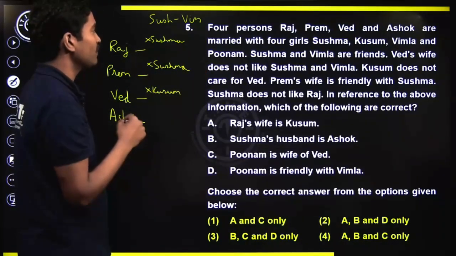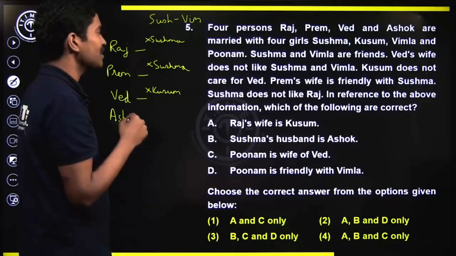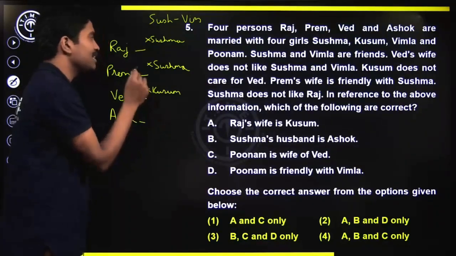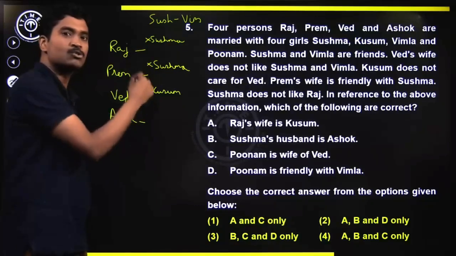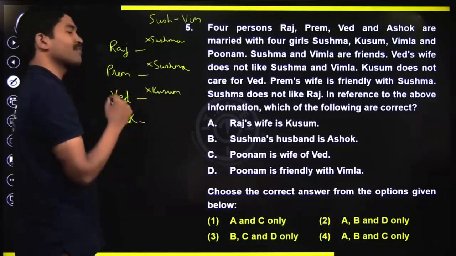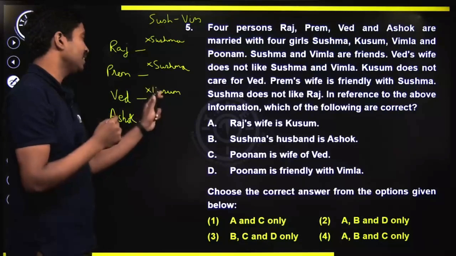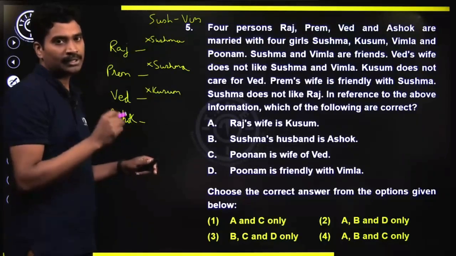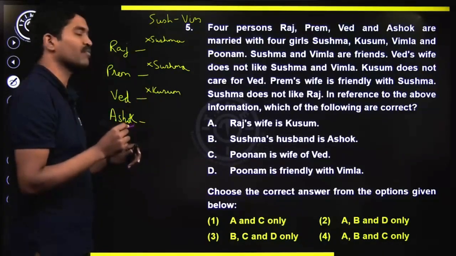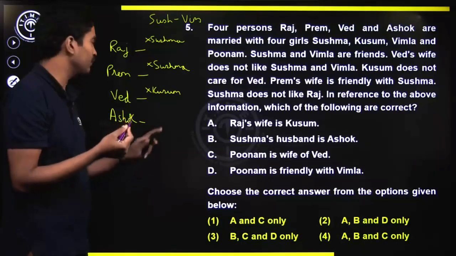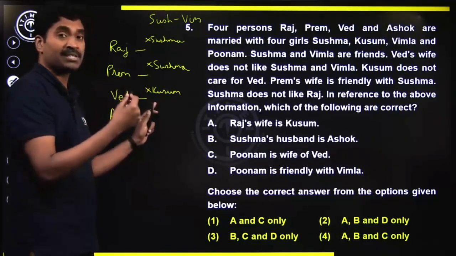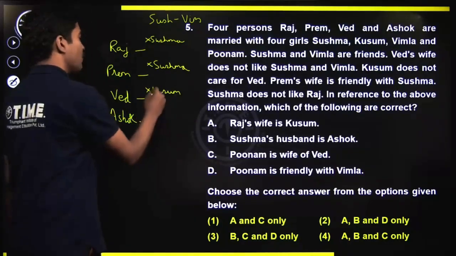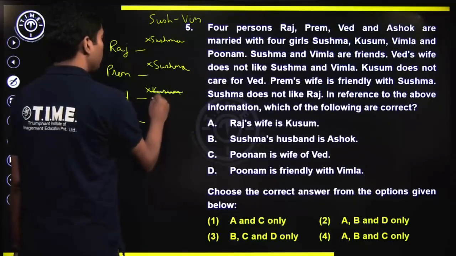What are the other pieces of information we have? Ved's wife does not like Sushma and Vimla. Ved's wife, I don't know who she is, but she does not like Sushma or Vimla. It means Sushma and Vimla should be the other's wives, not Ved's wife. Now check Ved. His wife is not Kusum, not Sushma, not Vimla. There are only 4 girls and 3 of them are not his wives, which means the 4th one has to be his wife. So Ved's wife has to be Poonam.